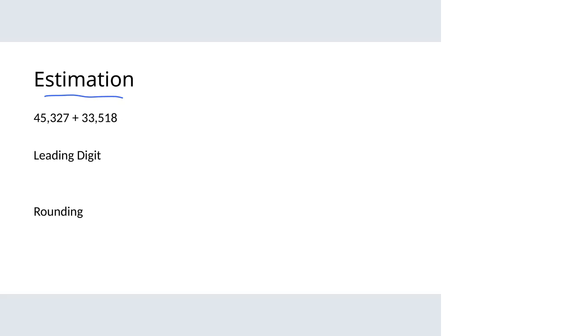If we want to add 45,327 plus 33,518, but we don't need an exact answer, we just want an estimate. One of the ways is leading digit. And so you just look at the leading digit. Okay, well, there's a 4 right here, so that's 40,000. And there's a 3 right here, so that's 30,000. So my estimate for this is 70,000.